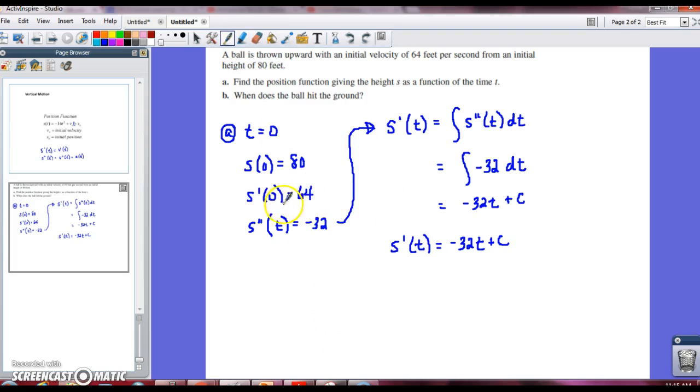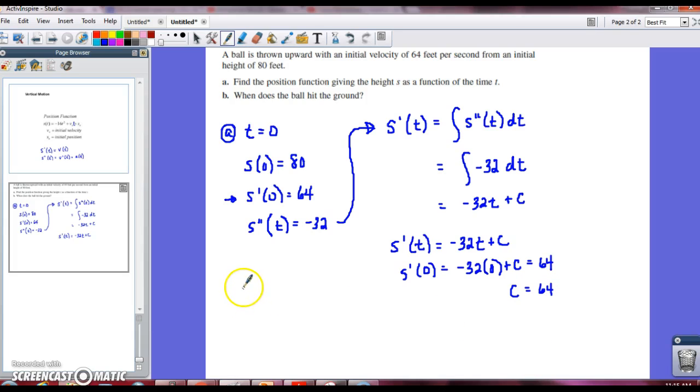Okay, now the bit of information I have here is this, that s prime of 0 is 64. So if I do s prime of 0, that would give me negative 32 times 0 plus c is equal to 64, because that's the information they gave me over here. And so when I solve for c, then I would get 64.